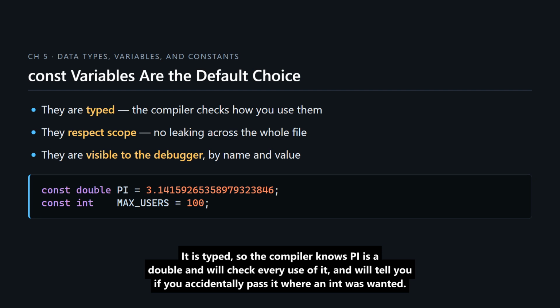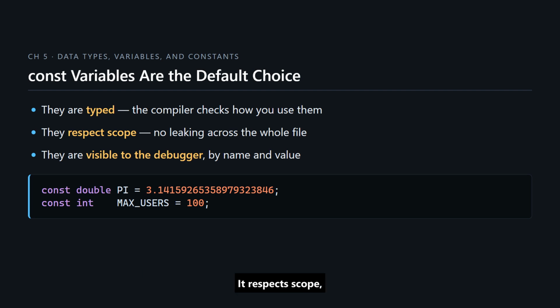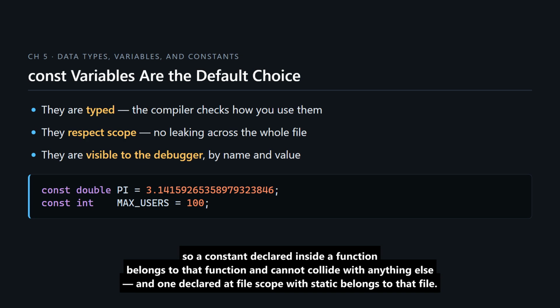It is typed, so the compiler knows pi is a double and will check every use of it, and will tell you if you accidentally pass it where an int was wanted. It respects scope, so a constant declared inside a function belongs to that function and cannot collide with anything else, and one declared at file scope with static belongs to that file.